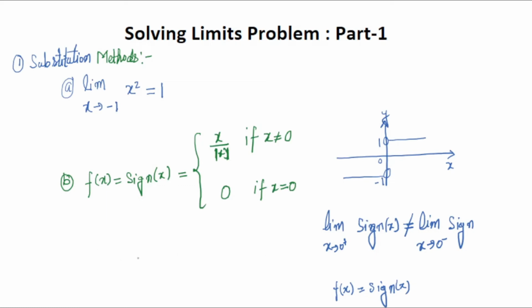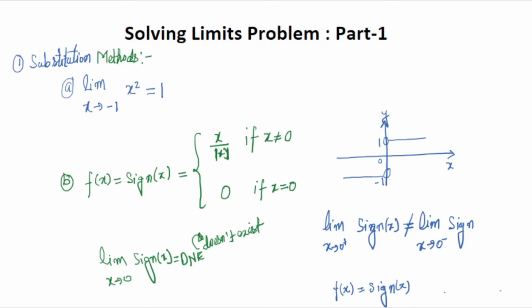So what we can say here, the limit as x tends to 0 of sgn x does not exist. This limit does not exist.